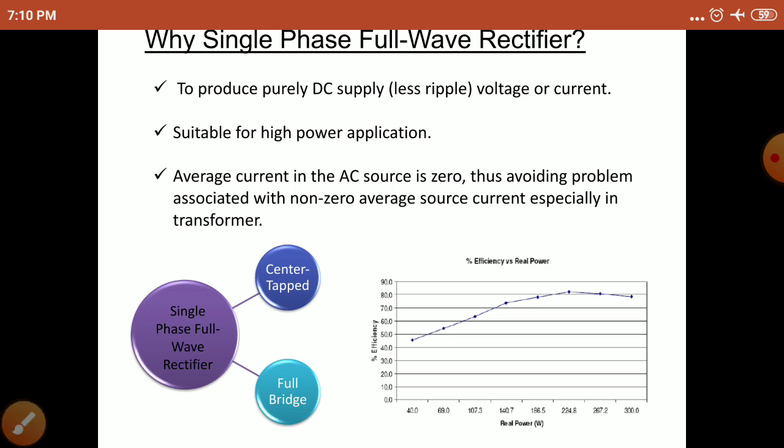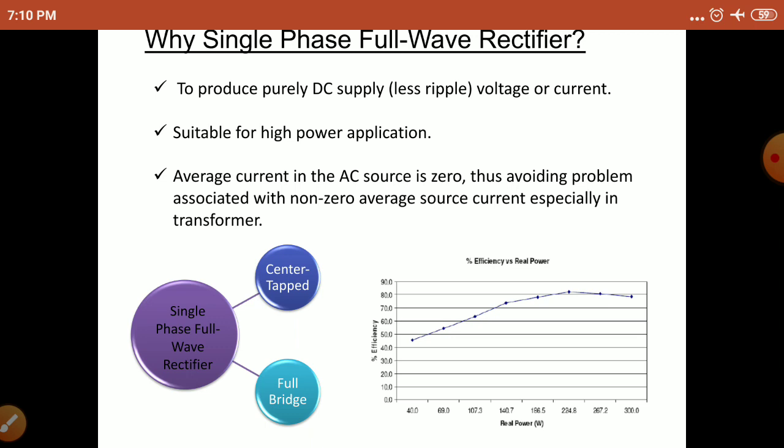To produce a pure DC voltage or current, and suitable for high power applications. Single phase half wave rectifiers are not suitable for high power applications. They are designed for low power applications, whereas single phase full wave rectifiers are suitable for high power applications. That is why it is used here. Next is, then the average current in the AC source is 0, thus avoiding the problems associated with a non-zero average source current.